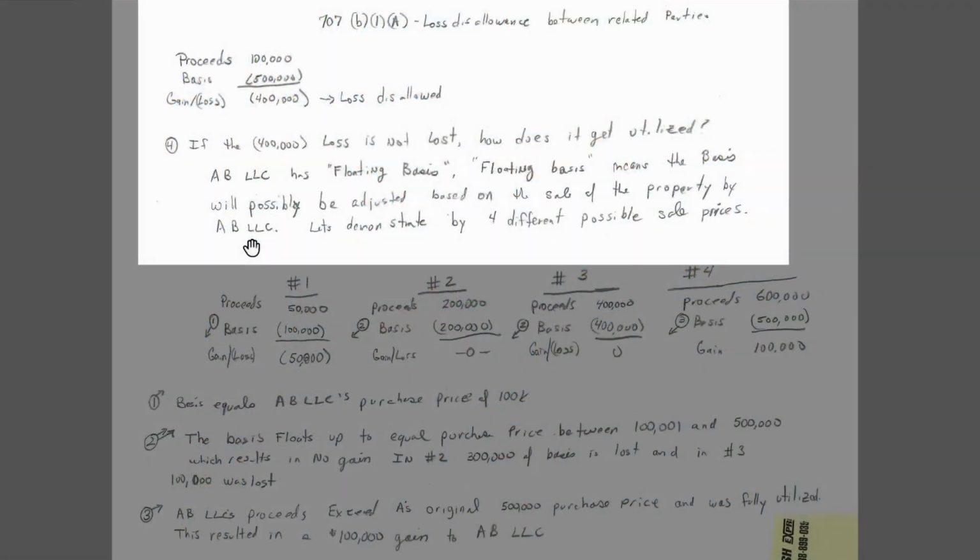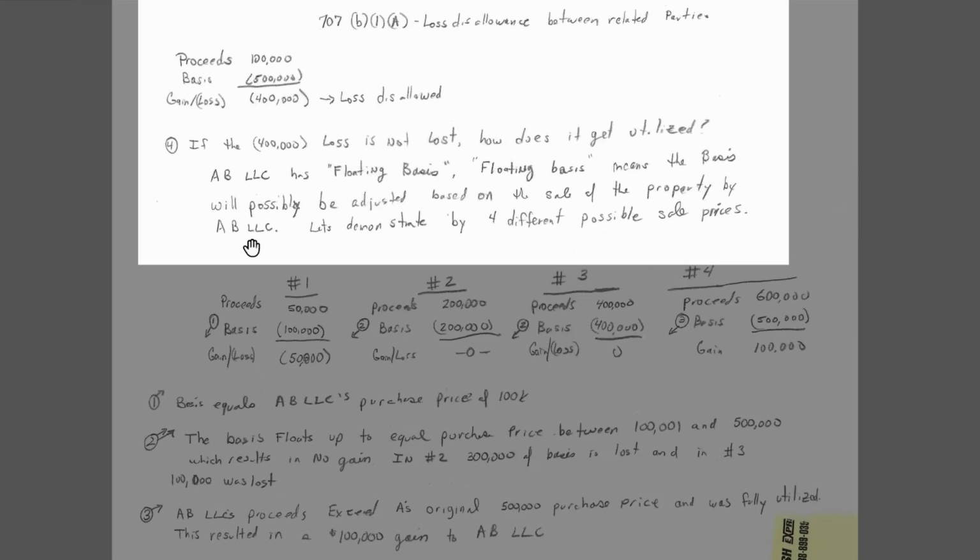Nate. Sir, what's happening on the next page? So want me to start reading? Yeah, what's that say? All right, so it shows us the proceeds of 100,000, basis 500,000, the disallowed loss of 400,000. Question 4 says if the $400,000 loss is not lost, how does it get utilized?